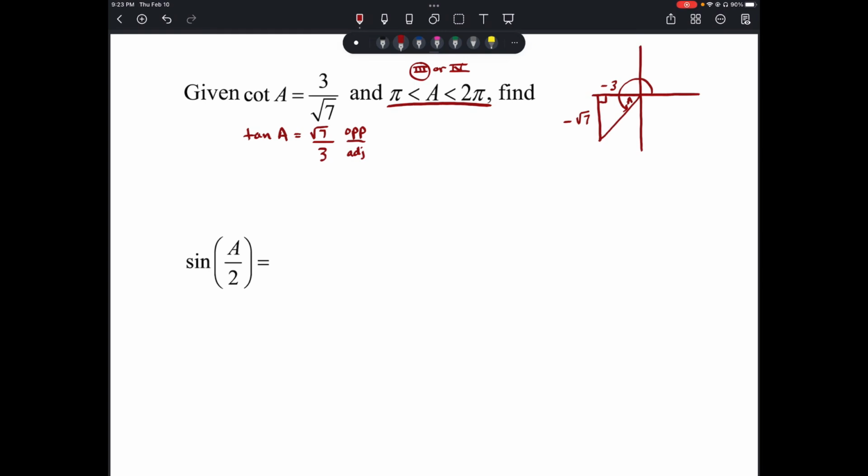And now what we need to do is find what our hypotenuse is. So go ahead and do your Pythagorean Theorem. Negative 3 squared plus negative radical 7 squared equals c squared. 9 plus 7 equals c squared. So it looks like our c is going to be 4. Okay, so we'll throw that in there.